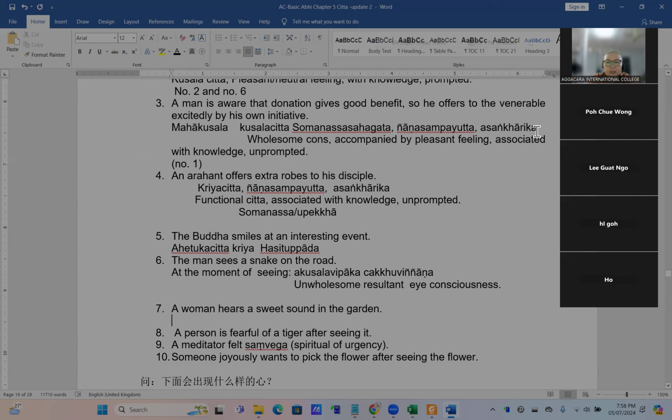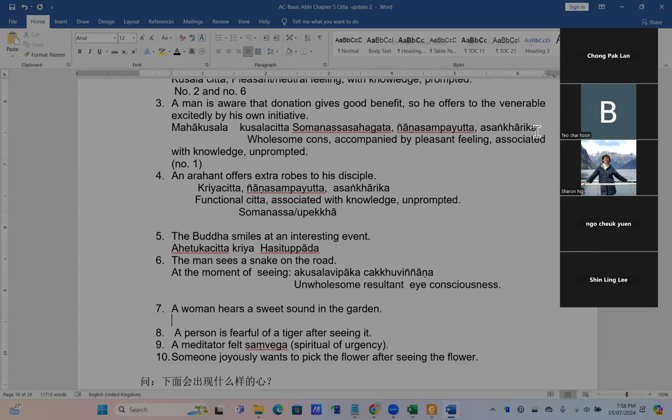Now the next one. Now you have to think about Abhidhamma. We are talking strictly about that moment. You cannot think about before and after. So you must think about that one.